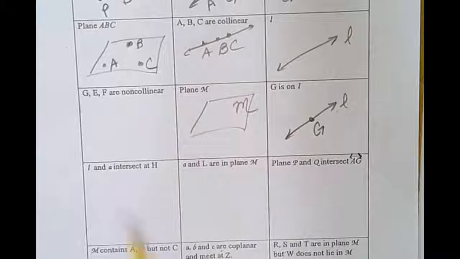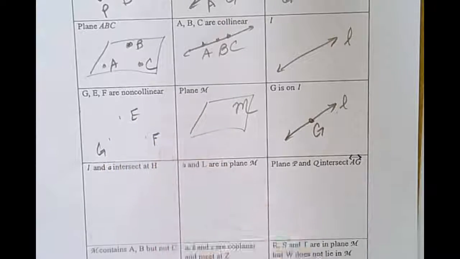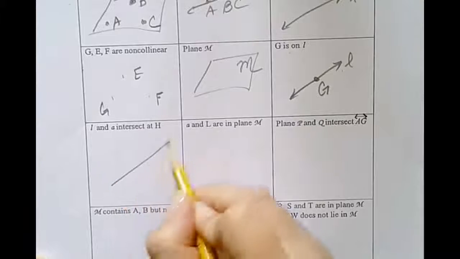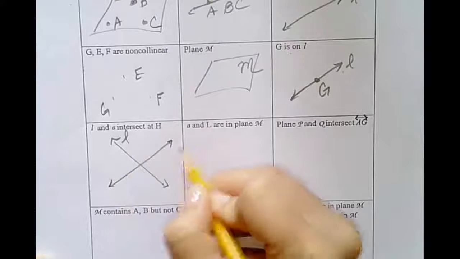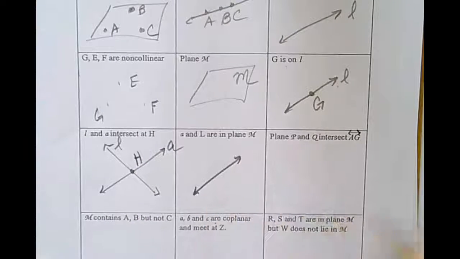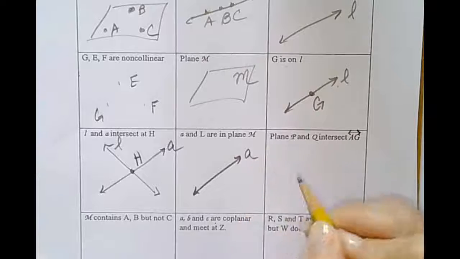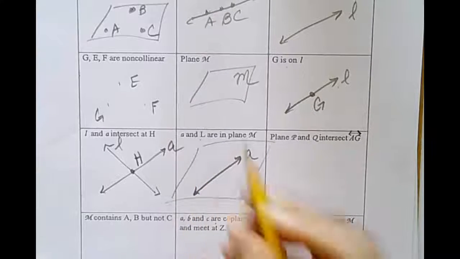I'm going quickly. Line L and A, so line. This line's L, that line's A, and they intersect here at H. Line A and L are in plane M. So here's plane M, sorry. Here's plane M, and there's point. So here I have 2 planes intersecting at a line. I'm going to make that book.